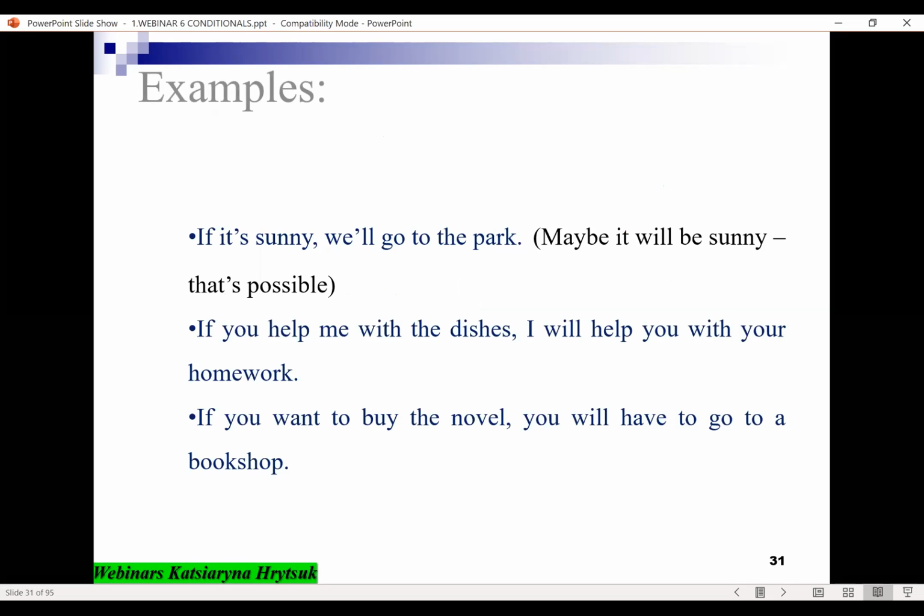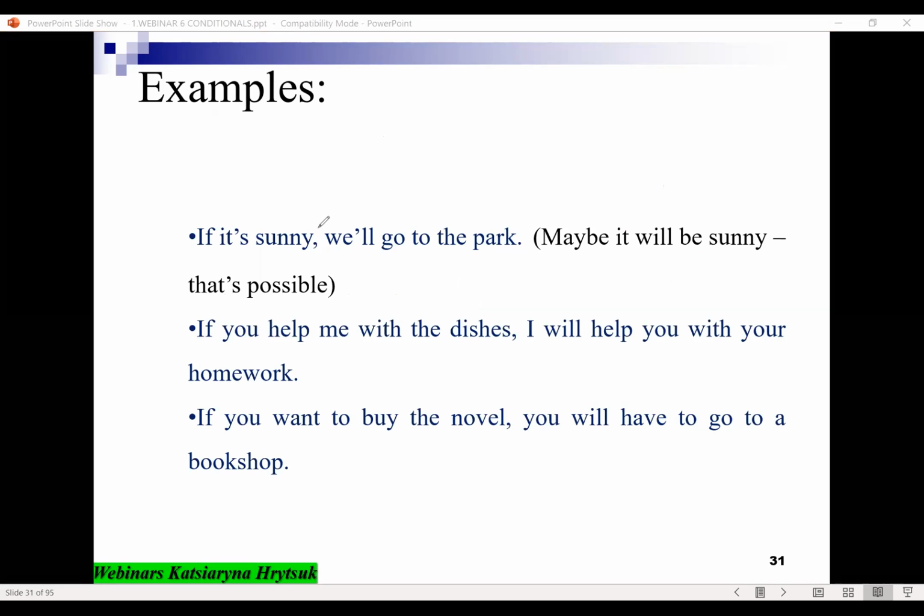Okay, more examples here. Natalie. If it's sunny, we'll go to the park. Yes. So can you tell me where is the main clause? Main clause.